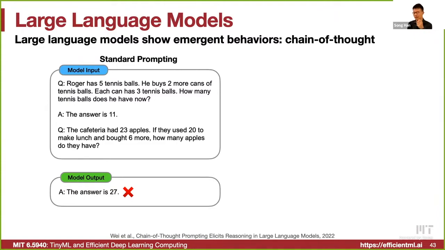And then if we ask another question, given the same prompt, the cafeteria has 23 apples. If they used 20 to make lunch and bought 6 more, how many apples do they have? What should be the correct answer?